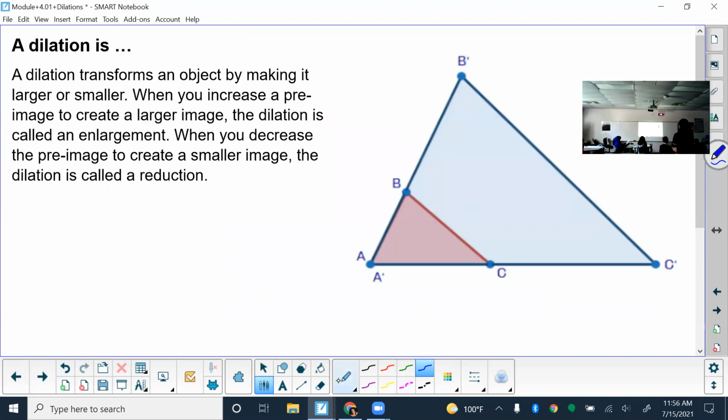All right, so now let's formally introduce dilation. Those transform an object by making it larger or smaller. When you increase a pre-image to create a larger image, that type of dilation is called an enlargement. Whereas if you decrease the pre-image to create a similar image, the dilation is called a reduction. All right, so larger or smaller.